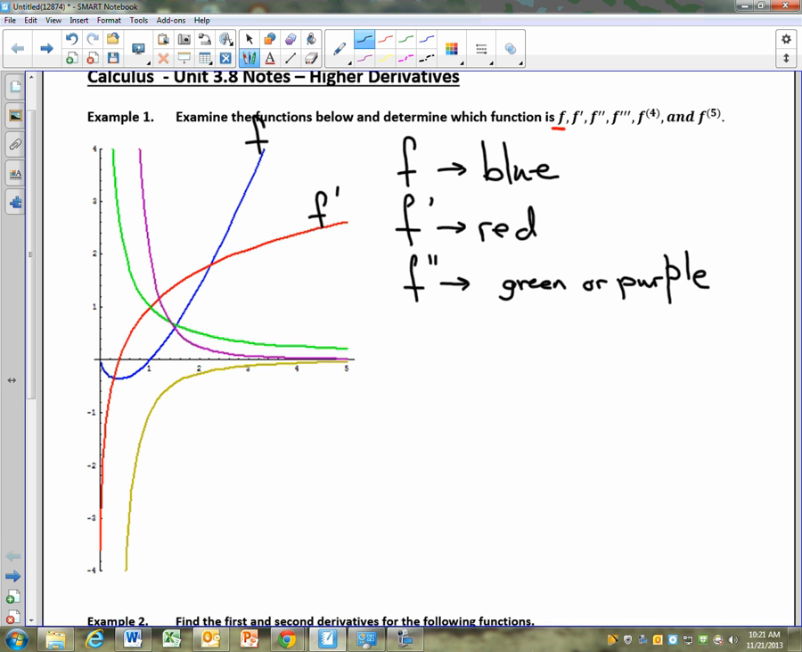The red, okay? Which one has a greater value as you move closer to zero, the green or the purple? Check the value of 1. If you go to 1, the green is here. If you go to 1, the purple is here. The purple gets bigger, doesn't it? So we know that F double prime is going to be purple.